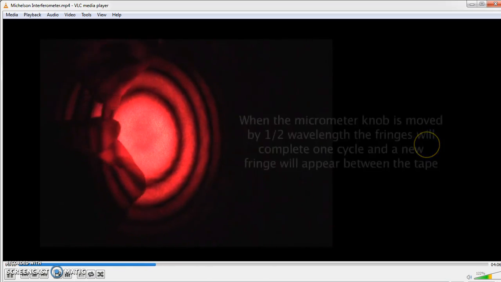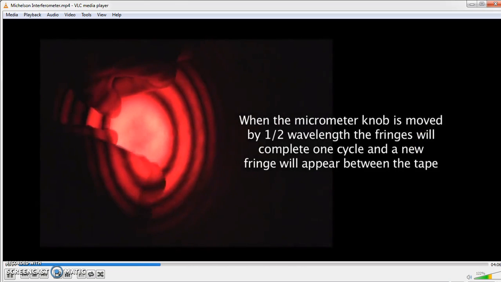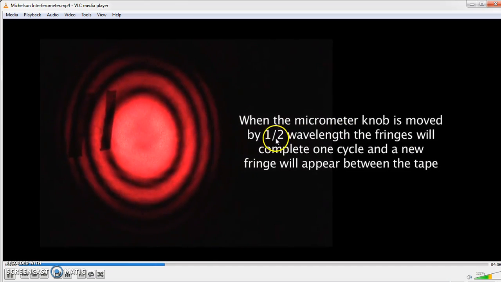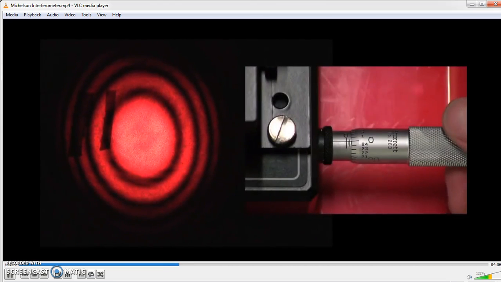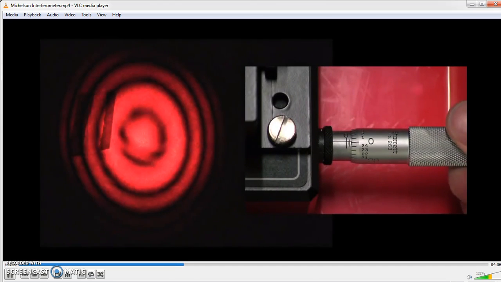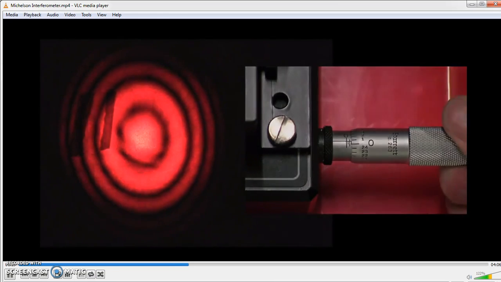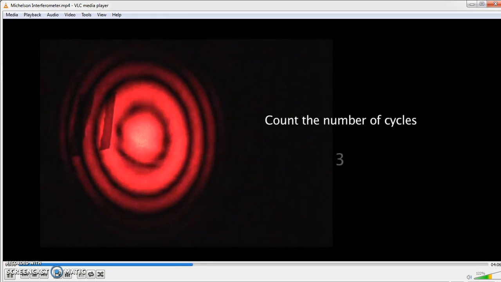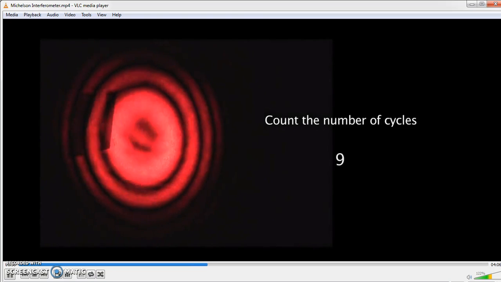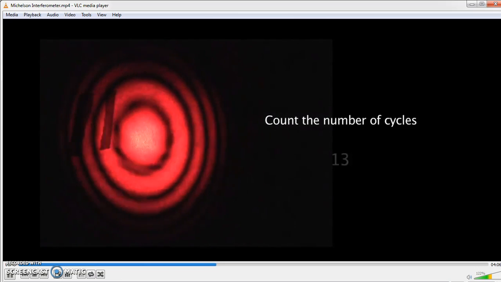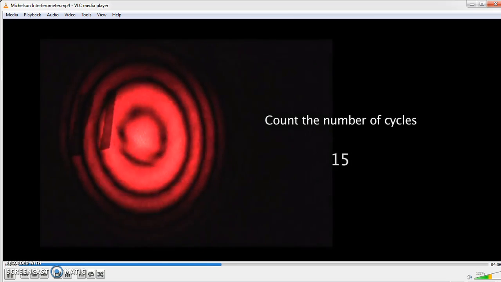So how many? Half a fringe will complete one cycle, and a new fringe will appear within the tape. Let us calculate. I'm changing the position. See now. One, two, three, 4, 5, 6, 7, 8, 9, 10, 11, 12, 13, like this.